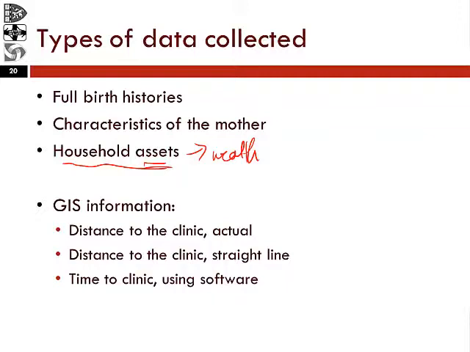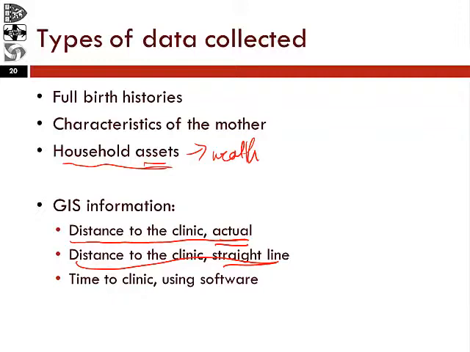Now we talked about distance, the effect of distance on the household, and they collected 3 measures of distance. So distance to the clinic, actual. They went to the mother's house, and they walked with the mother while carrying a GPS to see how long she walked. How long was that distance? They did distance as a straight line. So the mother lives here. The health center is there, and if you drew a line, how far is it?